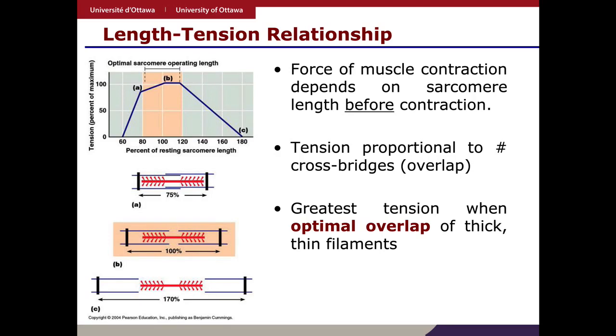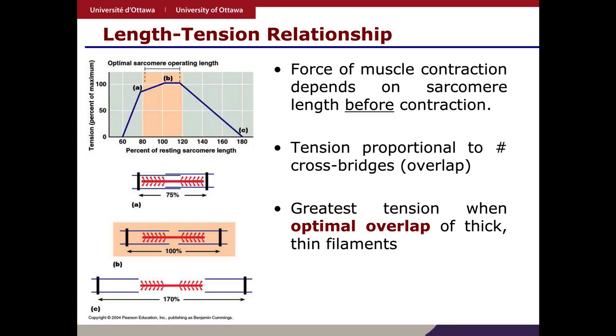The length-tension relationship refers to the amount of tension or force that a muscle can generate at specific starting lengths. This phenomenon can be explained by the sliding filament theory, which says that the tension produced is proportional to the amount of overlap between the thin and thick filaments.